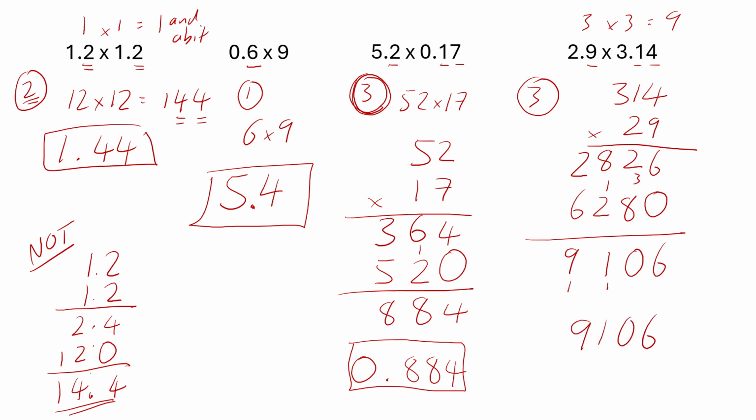Okay, so I've got 9106, but I want 3 decimal places, 1, 2, 3. So my decimal point is going to go there, and I've got 9.106. And if I go back and check my estimate, I thought it would be about 9. So I feel quite comfortable with that answer now. So practice your long multiplication skills, and remember the rule for decimals in multiplication: there must be the same number of decimal places in the question and the answer.